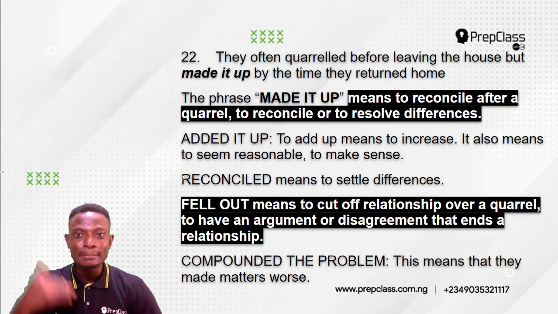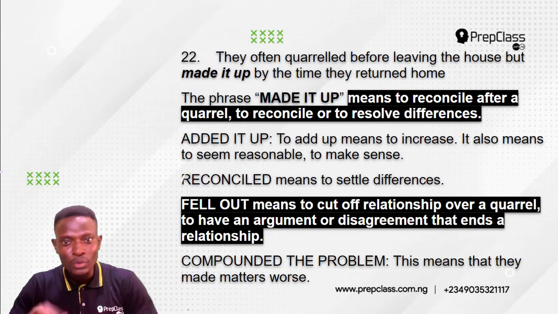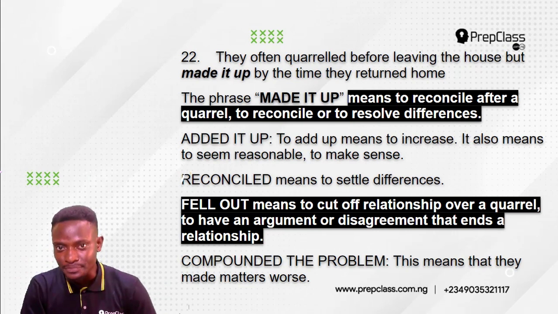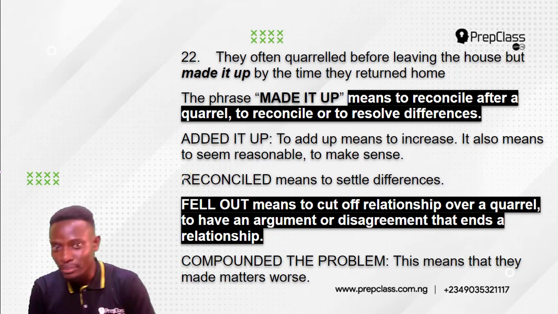Now, the phrase made it up means to reconcile after a quarrel, to reconcile or to resolve differences. They often quarreled before leaving the house, but reconciled by the time they returned home. That is, made it up.